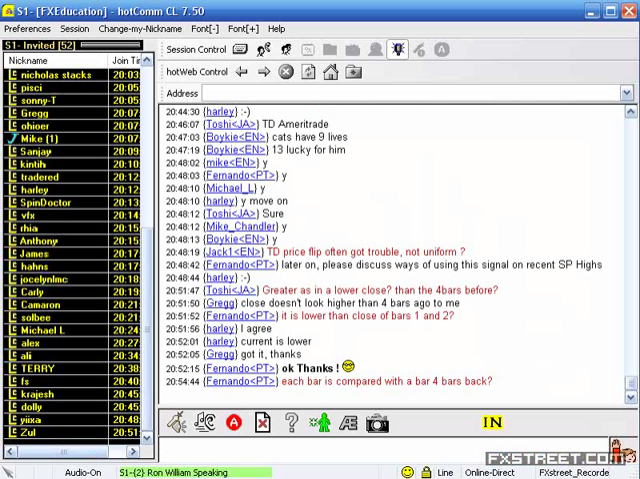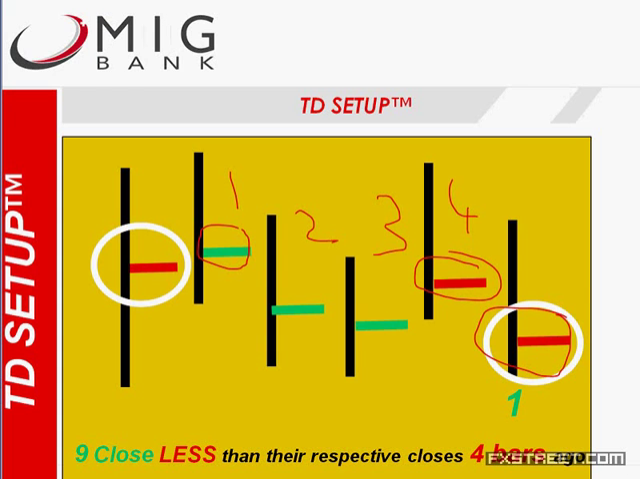Fernando's just saying here, each bar is compared with a bar 4 bars back. So if you think of a minus 4 back period in history. Any questions at this point? So this is the setup stage. The previous stage I spoke about was the price flip, which led to the setup stage, and now we're moving from the setup stage to the countdown stage.